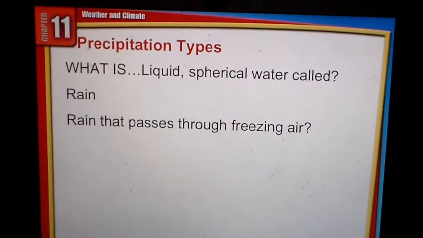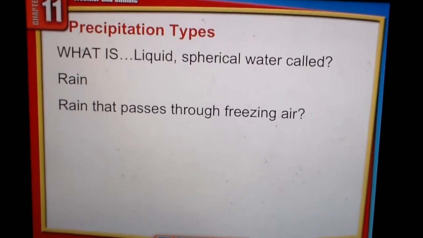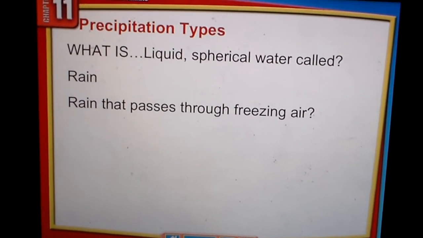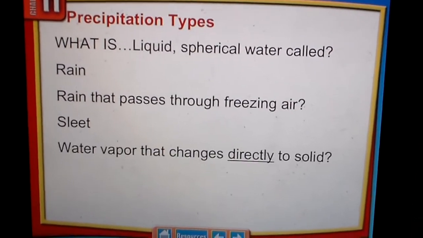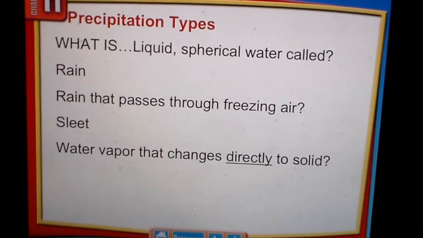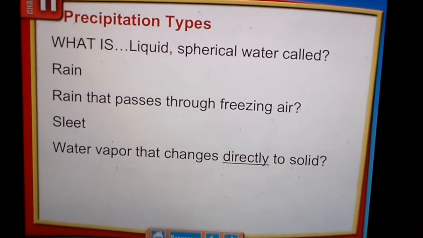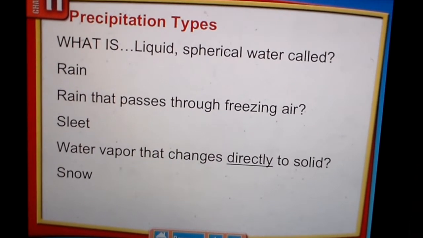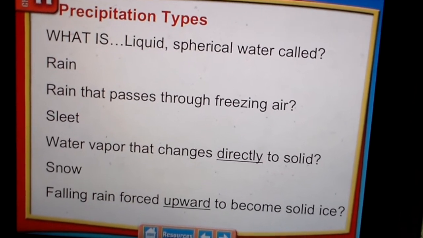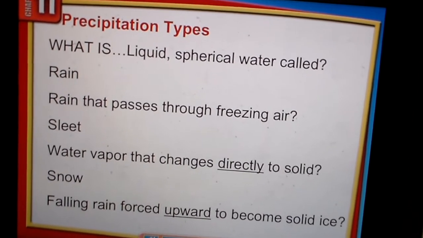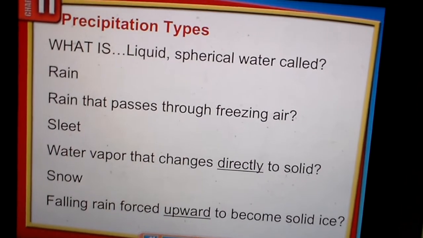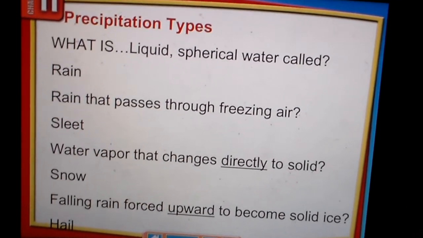Next one, what do we call rain that passes through freezing air? Rain that passes through freezing air. That is sleet. What do we call water vapor that changes directly to a solid? So the gas changes directly to a solid in the cloud. That is snow. And last but not least, falling rain that's forced upward to become solid ice. So it falls as liquid rain, gets pushed up in the cloud, and then freezes to solid ice. That is called hail. Nice job.